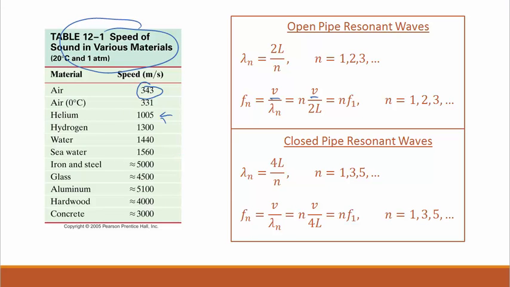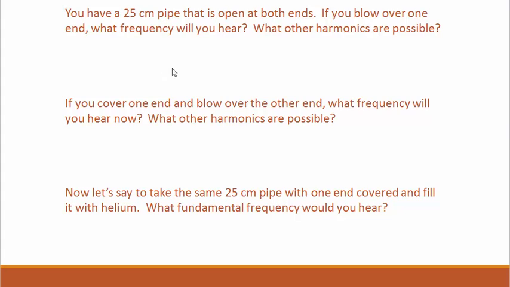Okay, now on to some examples. Let's say we've got a 25 centimeter pipe, open at both ends, and you blow over one end. We want to figure out the frequency that we will hear. Now the frequency you hear is the fundamental, because that's always the most dominant sound that you get out of any musical instrument. So we want the fundamental of an open-ended pipe, so that equation is just V over 2L.